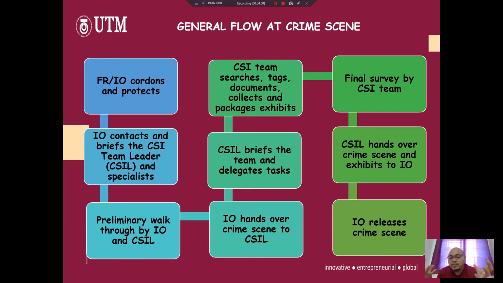As the CSI team leader, you need to imagine yourself controlling the crime scene. You need to manage the crime scene properly. You need to decide the search pattern, how to collect everything, and then you need to delegate the tasks. During the process, you need to perform the search, tag, collect, and packaging. After that, you need to perform the final survey. After everything is okay, as the CSI team leader, you hand over the crime scene to the IO. After the IO receives it, and after the IO confirms everything is okay, only then can the IO release the crime scene. Okay. So you need to understand the flow by heart.